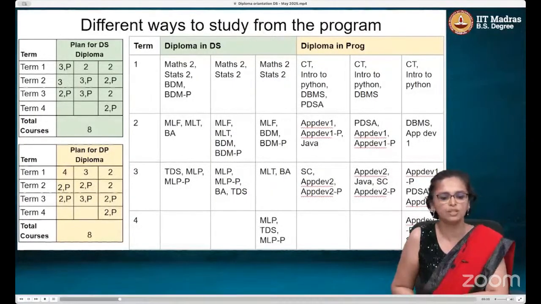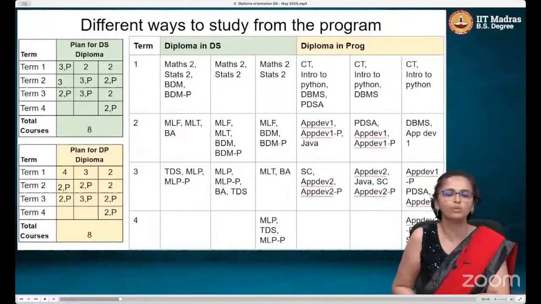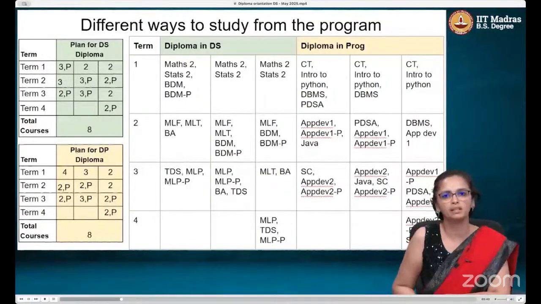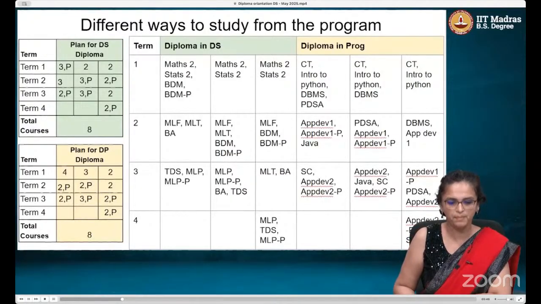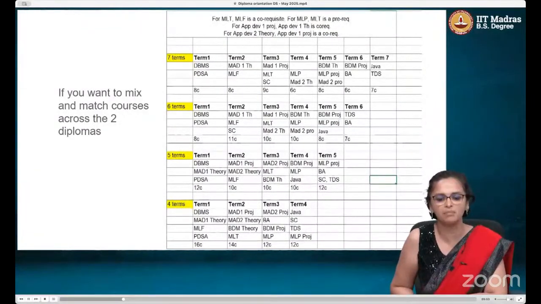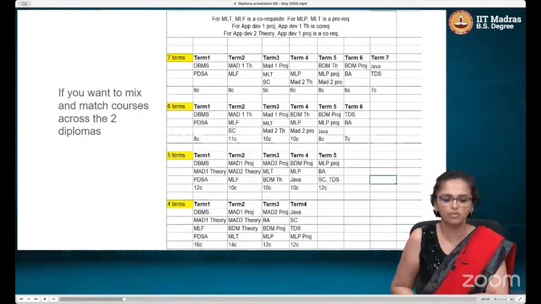So this is also one way of doing the courses where you don't load yourselves too much, by taking the pathway where you take maybe 3 or 4 terms for doing a diploma and completing the level in about 6 to 8 terms. The other way is where you mix the courses from both the diplomas and you finish both of them at the same time. This shows you the way in which you can finish both diplomas in 4 terms. This would be the shortest possible from our side, that you can finish both the diplomas in 4 terms.